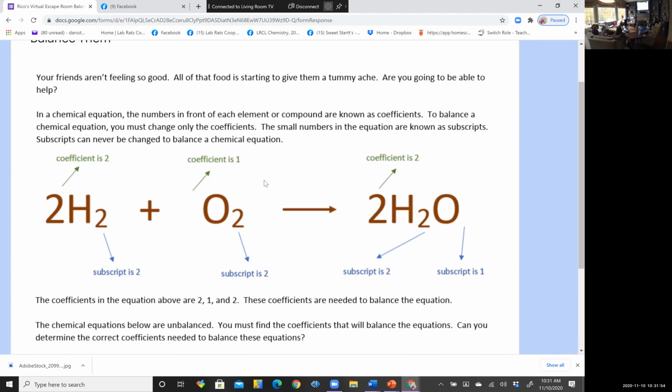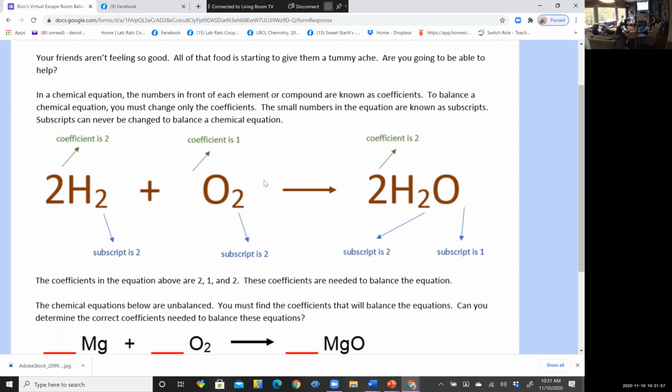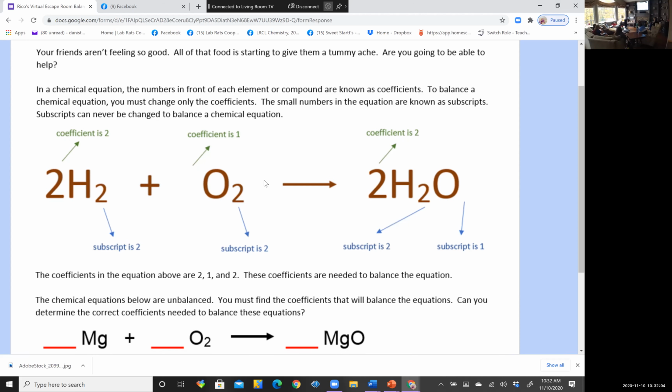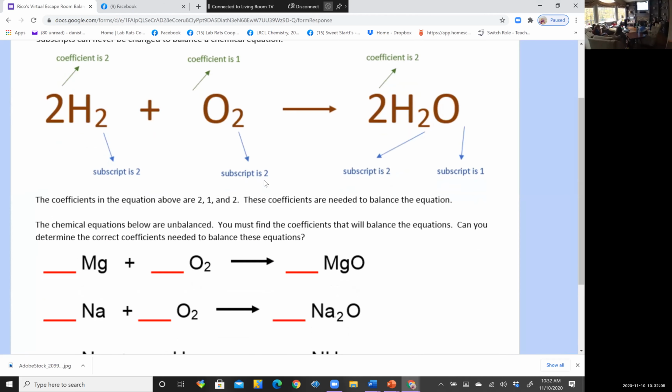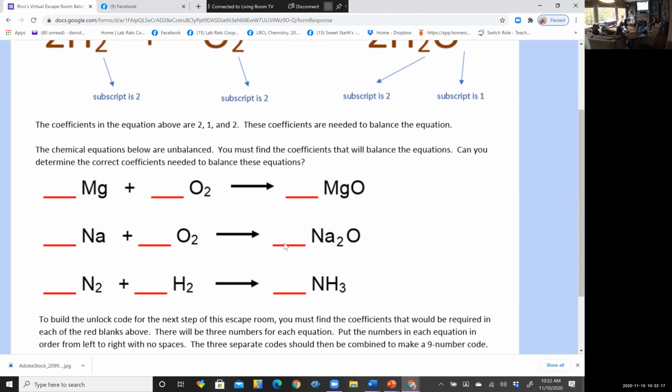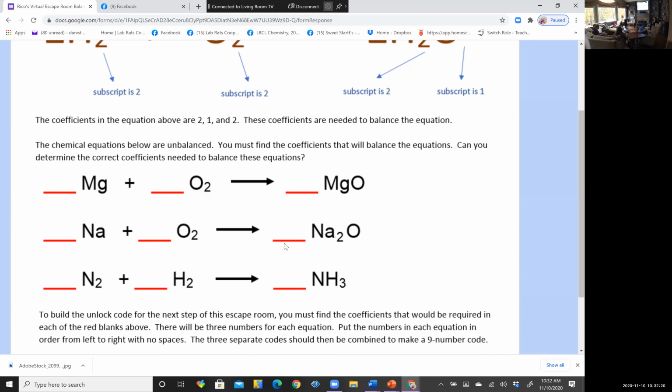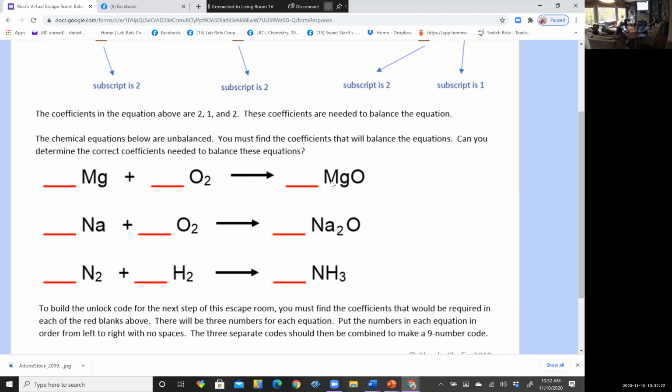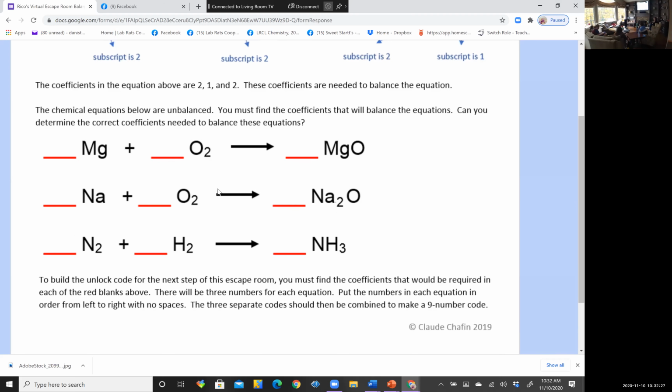In a chemical equation, the numbers in front of each element or compound are known as coefficients. To balance a chemical equation, you must change only the coefficients. The small numbers of the equation are known as subscripts. Coefficients in the equation above are 2, 1, even though you don't see it, and 2. These are needed to balance the equation. The chemical equations below are unbalanced. You must find the coefficients that will balance the equations.